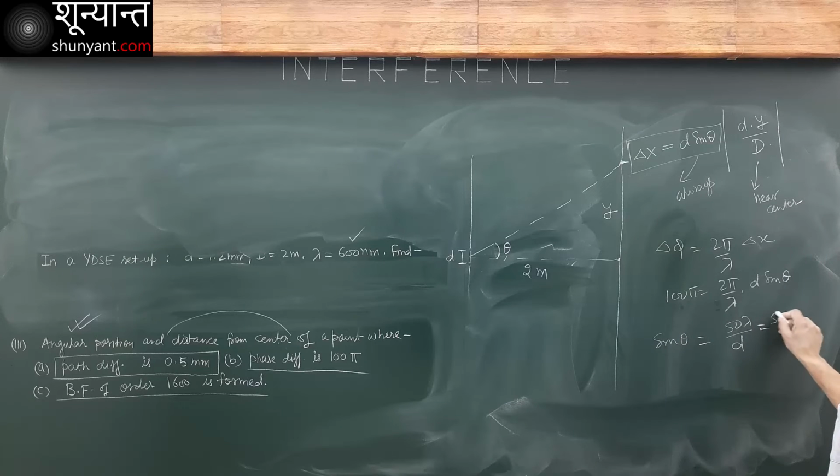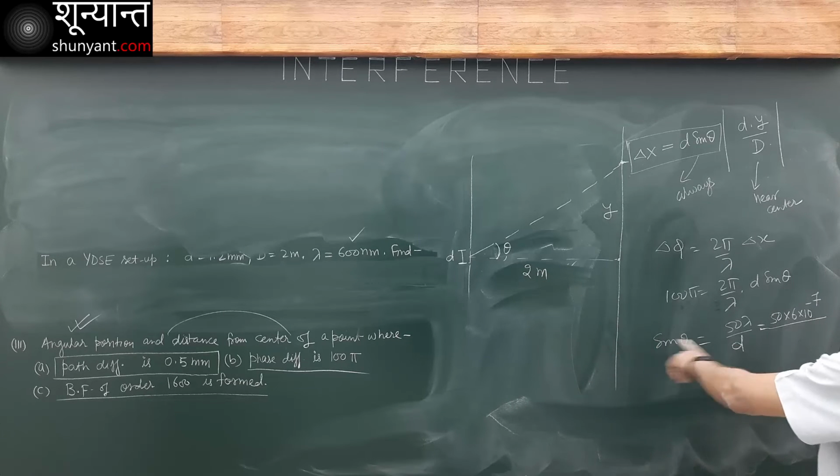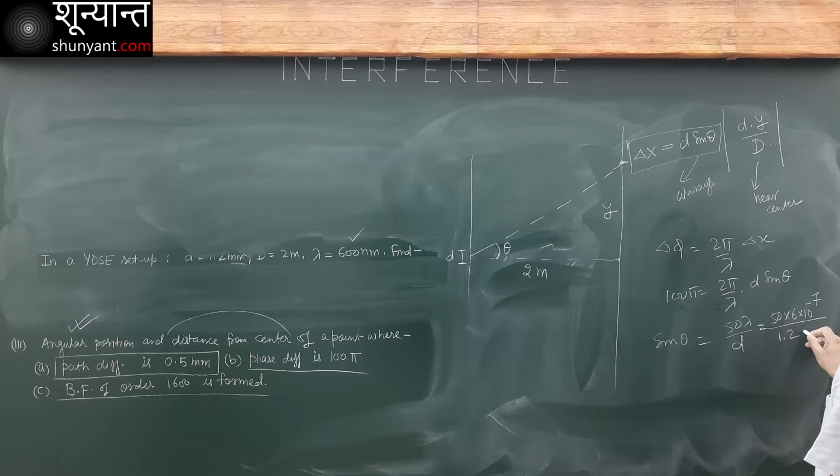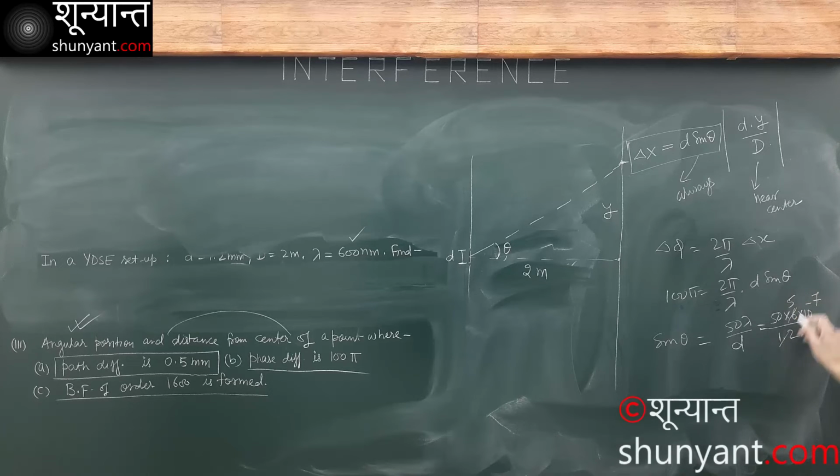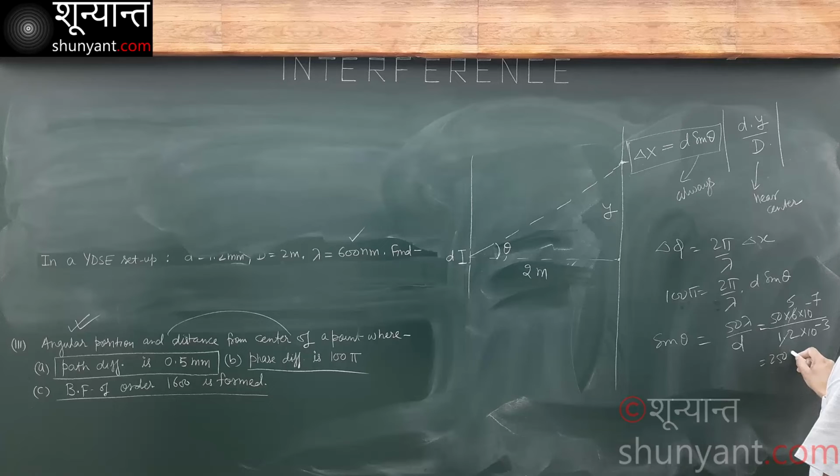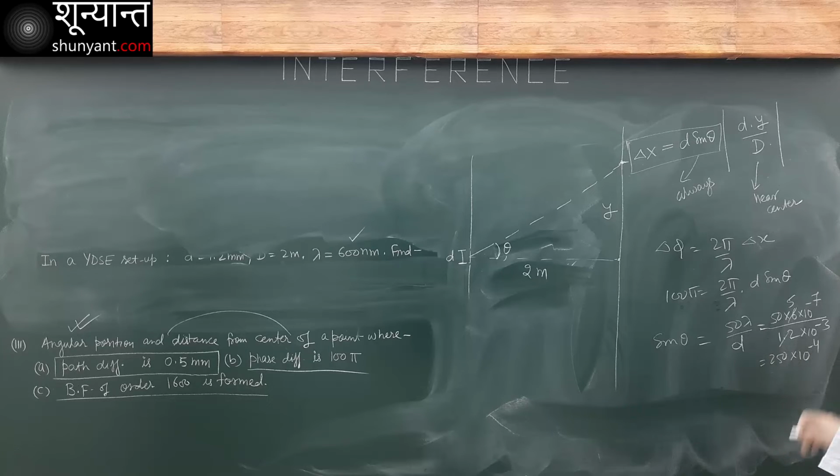Okay, so 50 and 6 and 10 and minus 7, small d 1.2 and 10 and minus 3. So this becomes 5 here. So 250 and 10 minus 4, 0.025. This is sine theta.